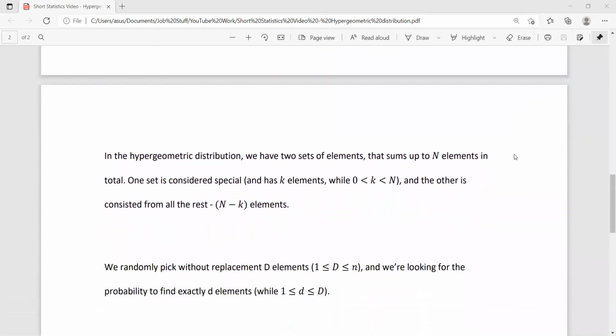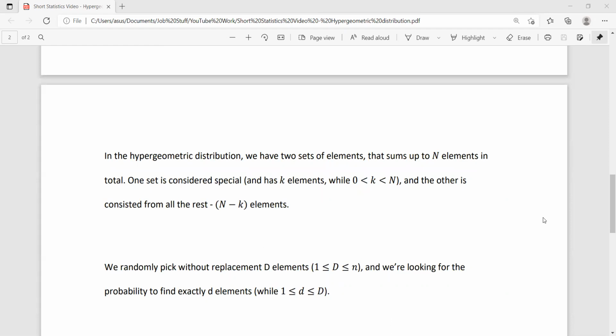Now, the hypergeometric distribution: we have 2 sets of elements that sum up to capital N elements in total. One set is considered special and has small k elements, while k is going from 0 to N. And the other consists of all the rest, which is capital N minus k elements.